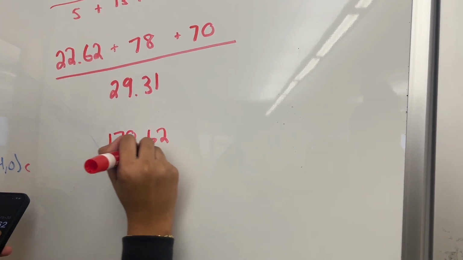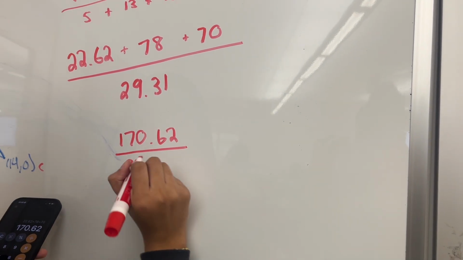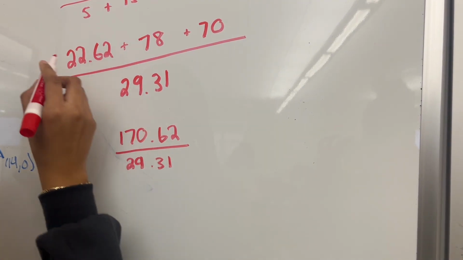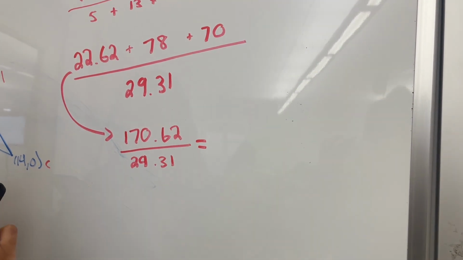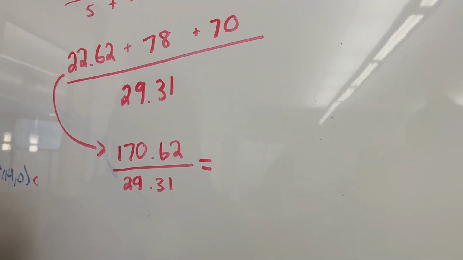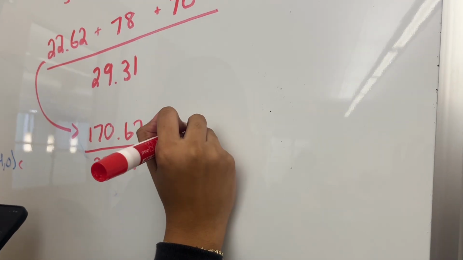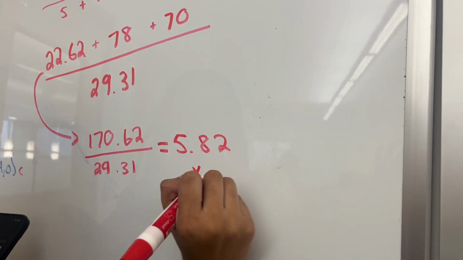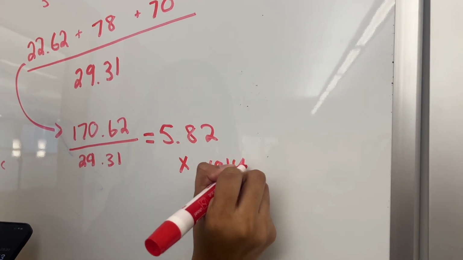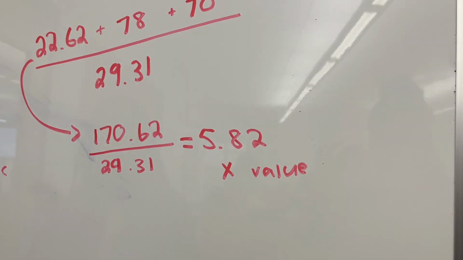Next, we're going to divide this number into this number. So 170.62 divided by 29.31 equates to 5.82. Yes, that is our x value.